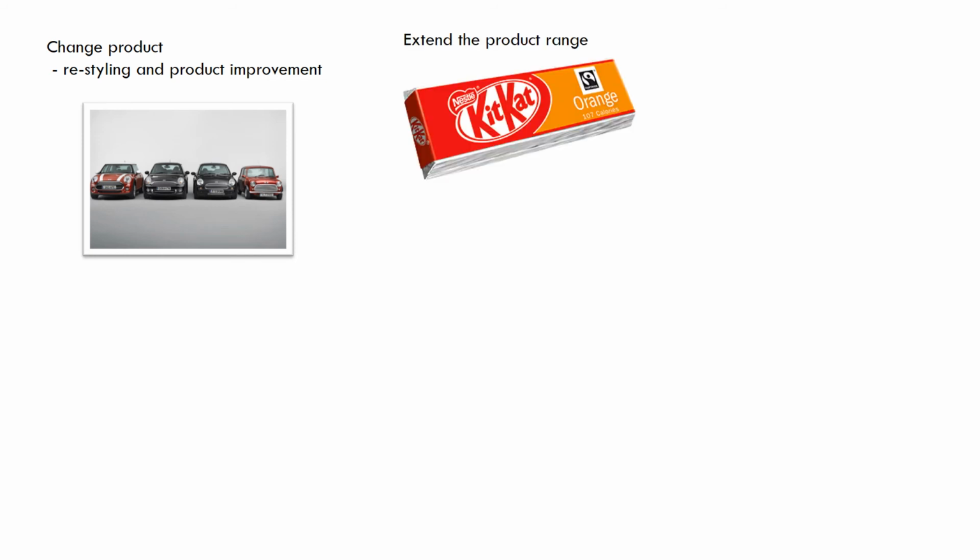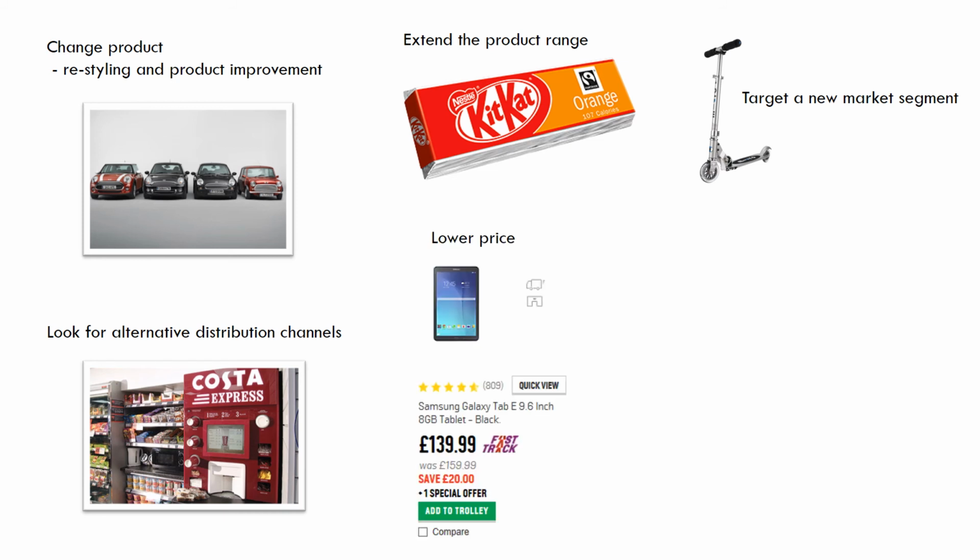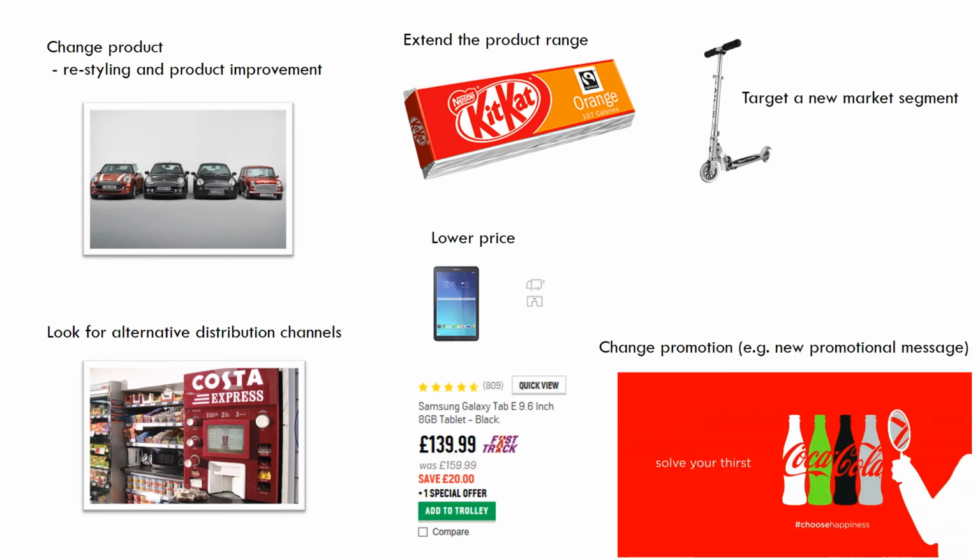How might we do this? Well, we might change the product. For example, with iPods, the Nano, the Mini developments from the classic iPod. We might extend the product range, for example, bring out different flavors. We might target a new market segment. So children's scooters, we might target maybe commuters. Look for alternative distribution channels, for example, selling coffee in petrol stations. We might consider adjusting the price. We might consider trying to change the way that we promote the product. All of these might be extension strategies we would use to prolong the maturity phase of a product.